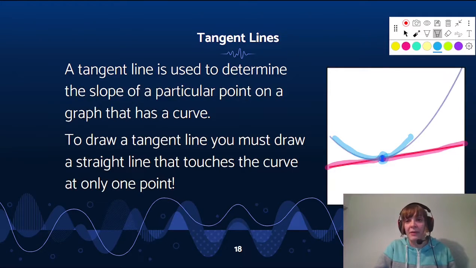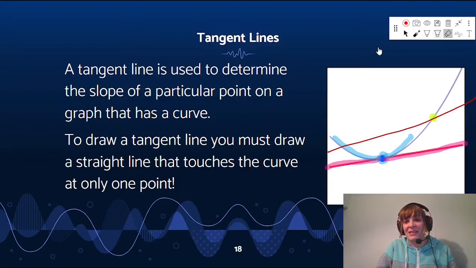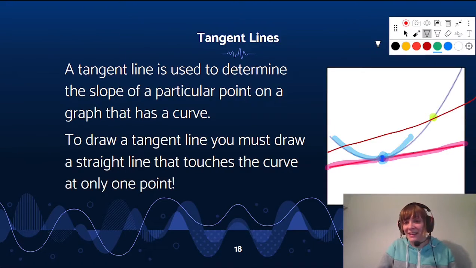So for instance, if I had a point up here and I wanted to find a tangent line running right through that point, I can't draw a line like this because it passes through the graph or the curve twice. So it really has to be something where you are drawing a line, and I'm going to try to do it on here. It's a little bit difficult to draw on here, but you want to try to draw a line that only touches at that particular point. And that's how you determine your tangent line.